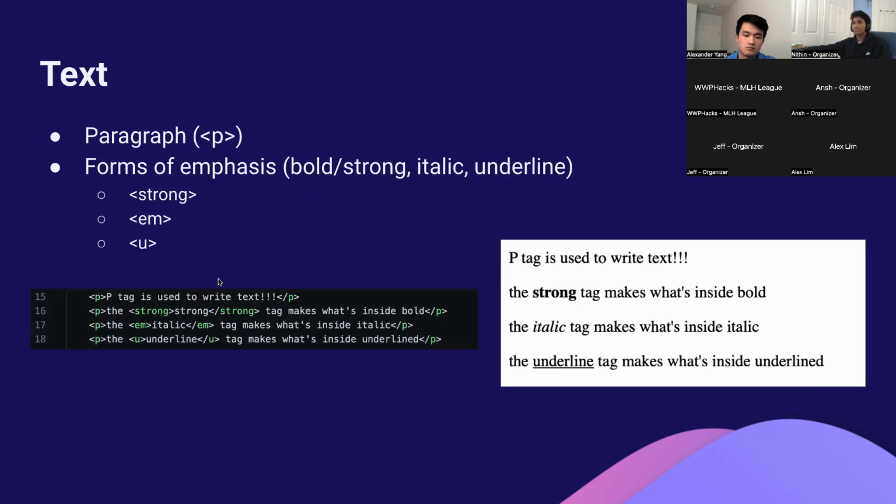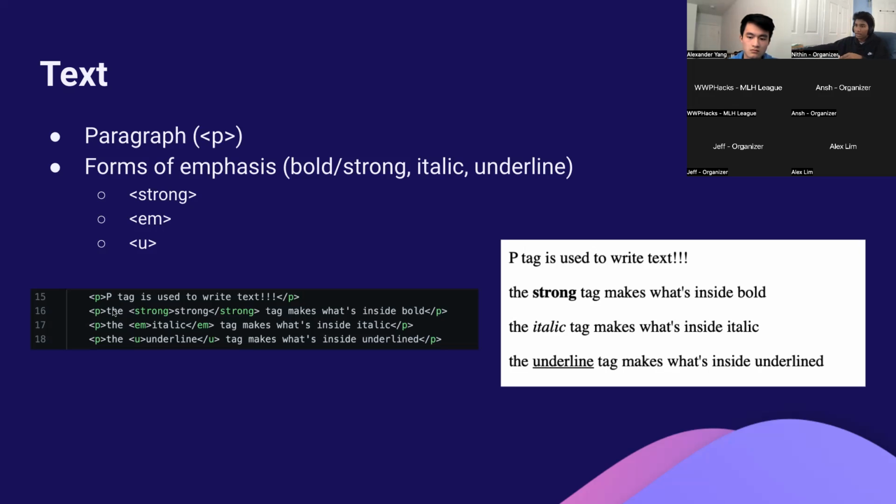So now text, paragraphs, the P tag. This P tag allows you to write actual text in an organized fashion. Inside of the paragraph tag, you would, as expected, write any sentences, any words that you need on your slides.